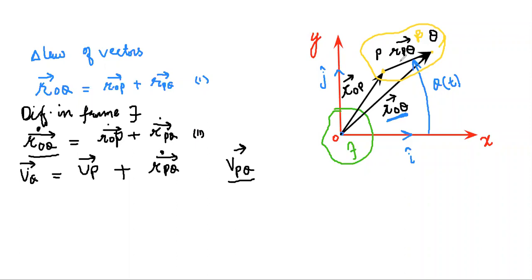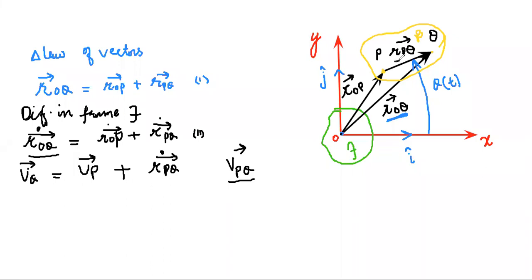The RPQ vector does not belong to the ground frame of reference. This vector belongs to the rigid body frame of reference. Now, if we take the differentiation of this RPQ with respect to the rigid body frame of reference, only then it will be the velocity of point Q with respect to point P.